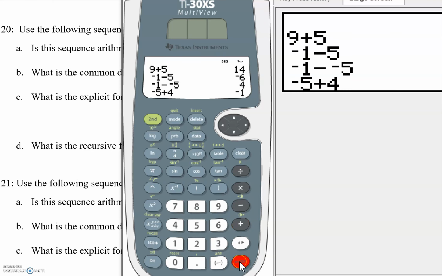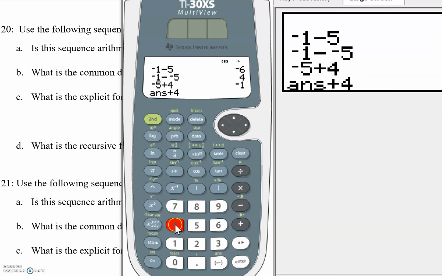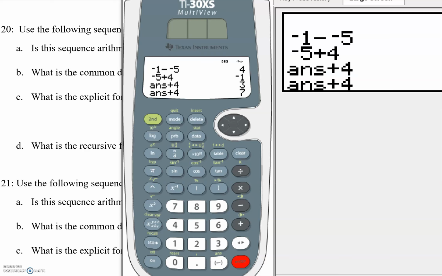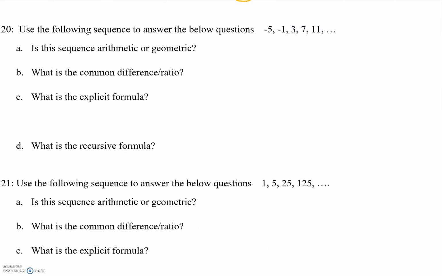Negative 5 plus 4, negative 1. Negative 1 plus 4 is a 3. Yep. And if we do it again, we get a 7. Yep. If we do it again, we get an 11. So as you add 4 each time, yes, it does come up with those numbers. So we found that this is a pattern of plus 4.